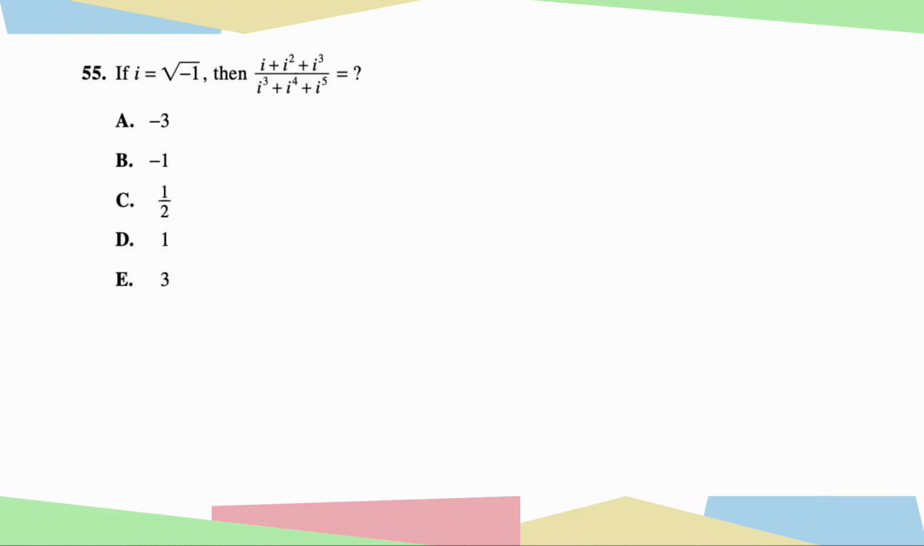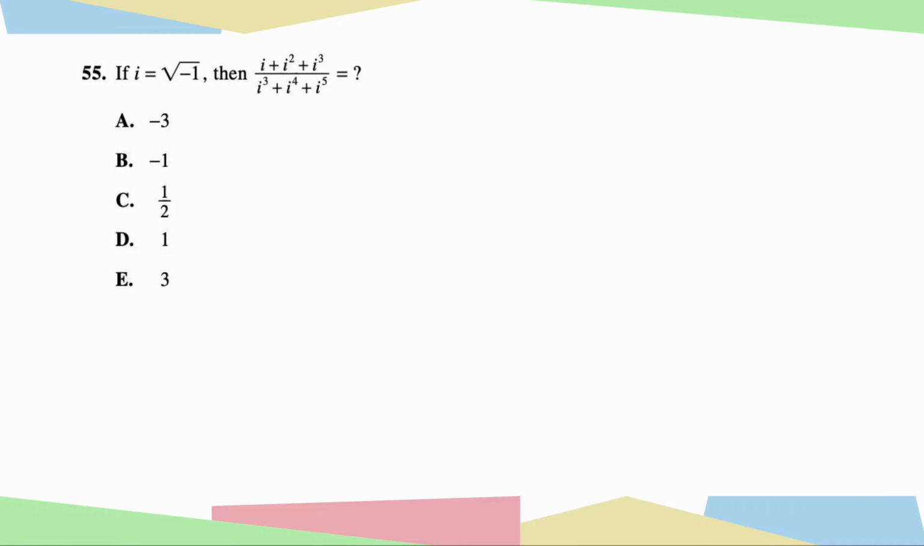If i equals the square root of -1, then i plus i squared plus i cubed divided by i cubed plus i to the fourth plus i to the fifth equals what? So at first glance, this problem looks pretty complicated and you may feel a little intimidated, but it's actually not that bad, especially if you can recognize how similar the numerators and denominators are.